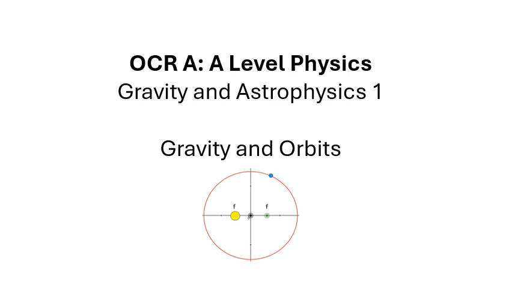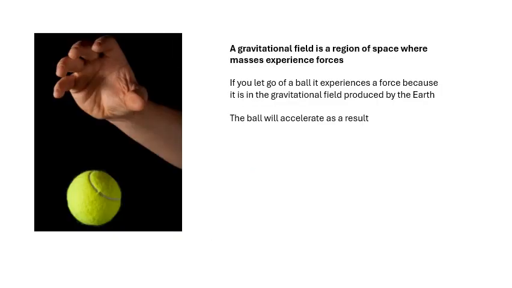OCR A-level physics, and this video is about gravity and orbits. So what is a gravitational field? A gravitational field is a region of space where masses experience forces. While we're here, an electric field is a region of space where charges experience forces.